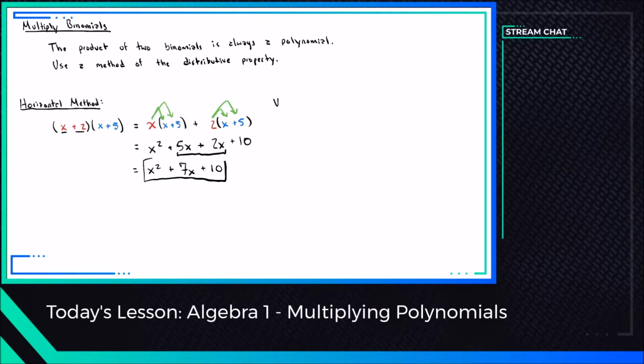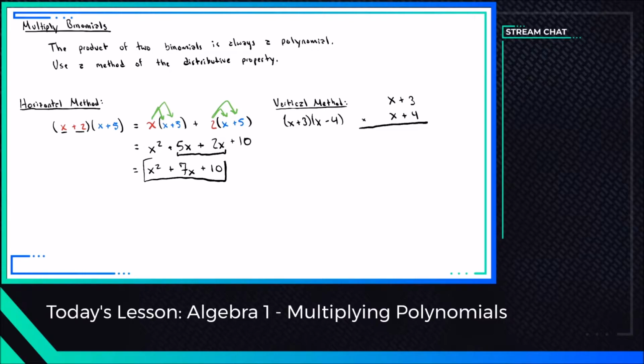Right. Another method that you can do, and this one I'm not as big of a fan of, but you might like it, is the vertical method. Now the vertical method is going to look a little different. Let's multiply out x plus 3 multiplied by x minus 4. And so what you're going to do is write both of these vertically. So we have an x plus a 3, and we're going to multiply that, so there's our multiply sign, by x minus 4.